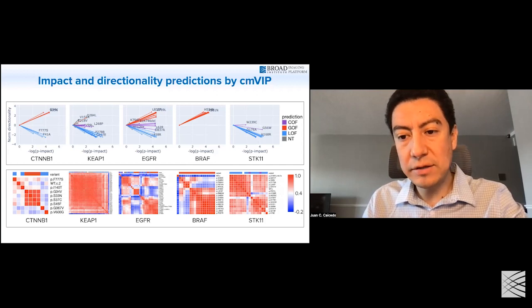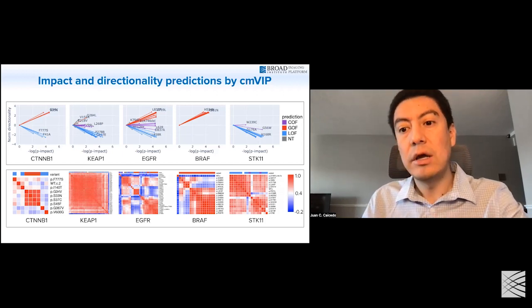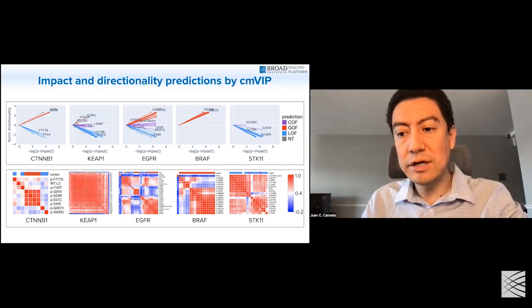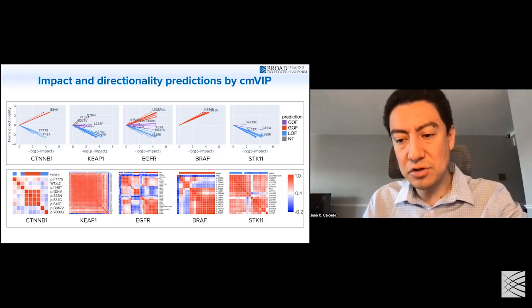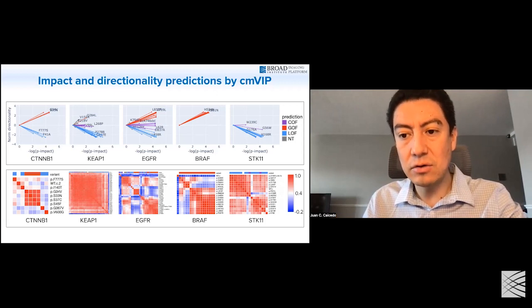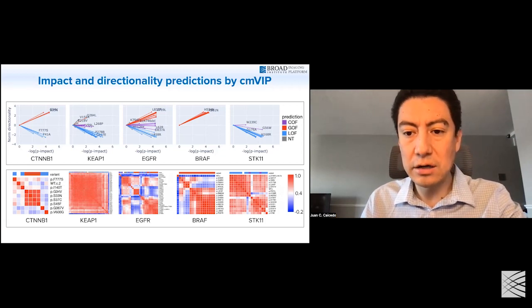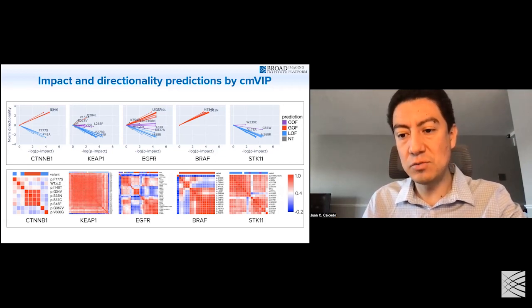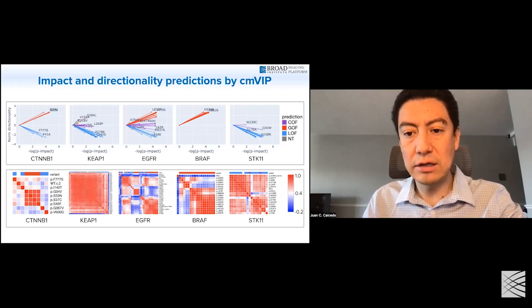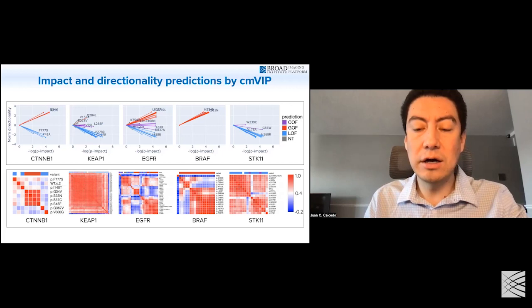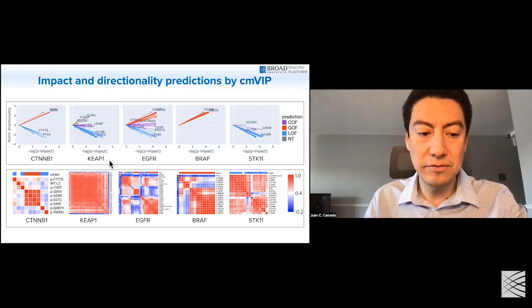And the way we interpret these plots is that we have the negative log p-value of the impact on the x-axis. So larger in this case is better or more impactful. And on the y-axis, we have the directionality of the prediction, whether it's a loss of function mutation going down in the y-axis or a gain of function mutation, which goes up in the y-axis. So these ones are gain of function mutations versus these ones, which are loss of function mutations. And we can visually see what are the set of mutations that we have in each of the genes.